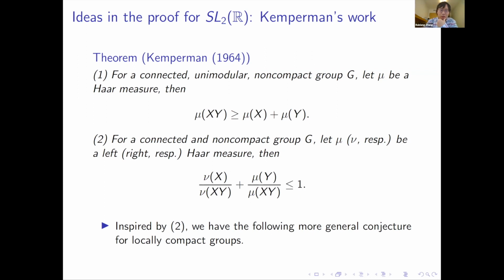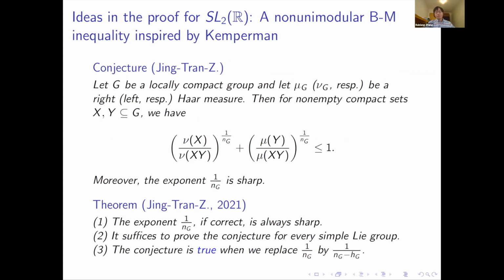So we'll show it in the next slide. So this is our conjecture for general groups. It doesn't have to be unimodular. So if G is a locally compact group, and then you have this inequality, you see we simply put 1 over n_G around the two summands, and it happens to be correct, for example, in SL2 or in B. So very fortunate for us in this case. And we also conjecture the exponent 1 over n_G is sharp.